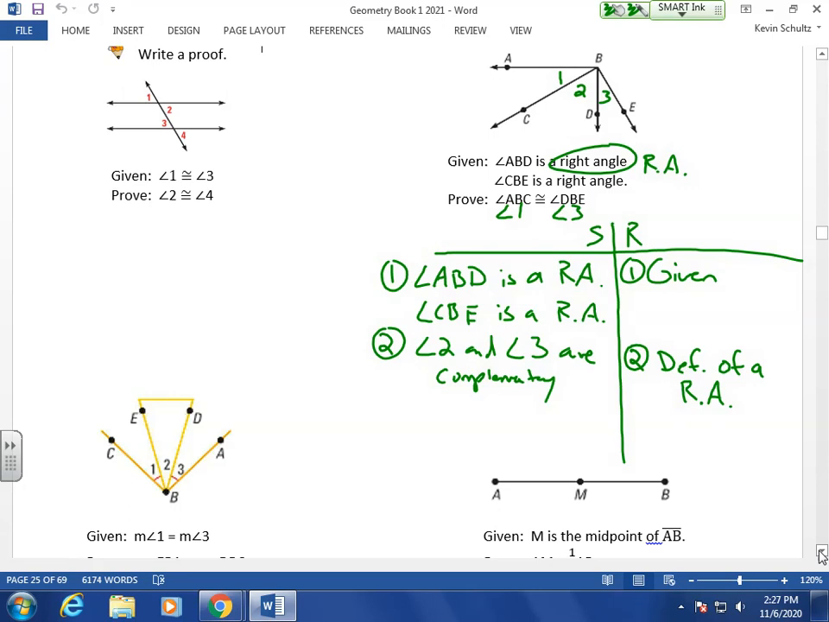What can we say about angle 1? What do we say about angle 1? Julia? Angles 1 and 2. Okay. Angle 2 and angle 1 are complementary. And we don't have to make a new step because it's the same reason as we just had in step 2. But I'm already out of space, so I'm going to jump over here.